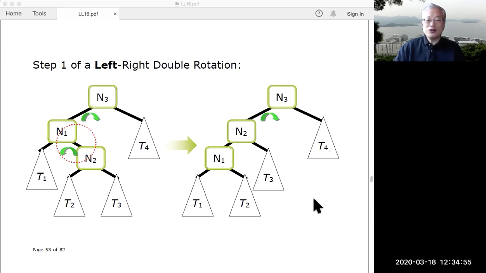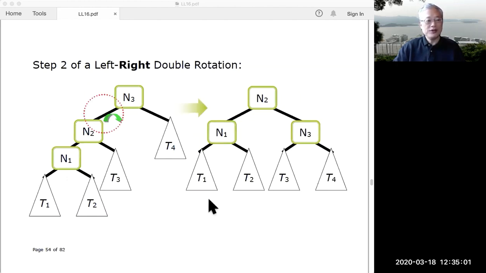And after that, what do we do? What we do is right rotation. That is step number two. Right rotation, right here. So N2 is put here, N3 is down, right? And then N1 is up with the two subtrees T1 and T2. Okay, so that is the result of the left-right double rotation.